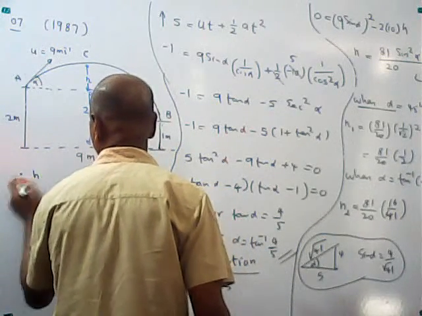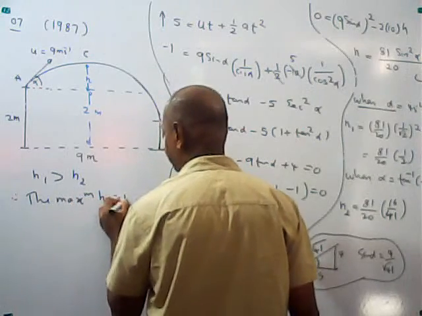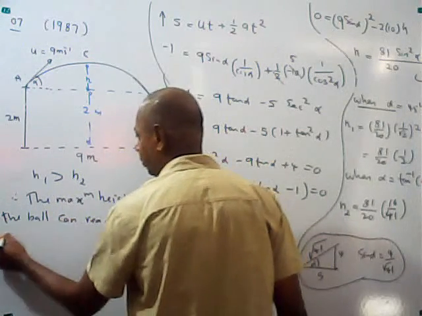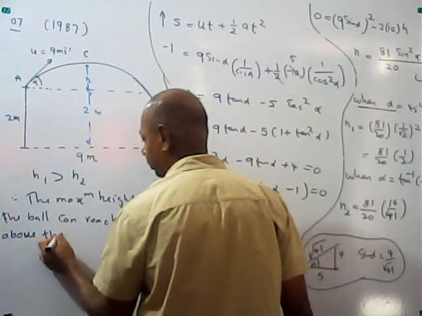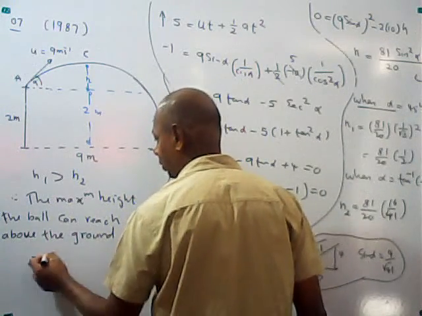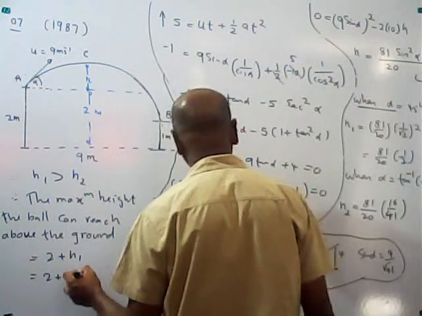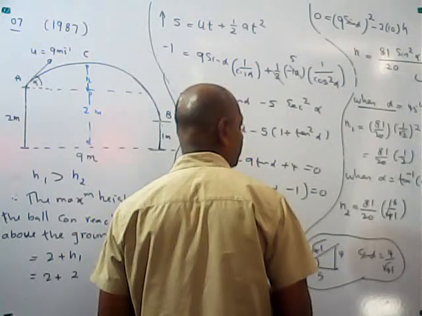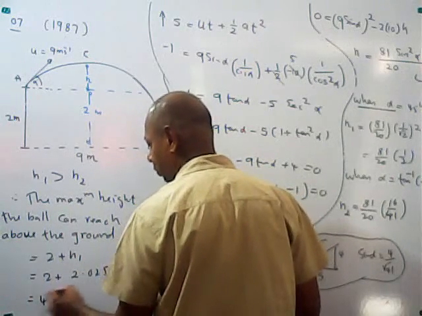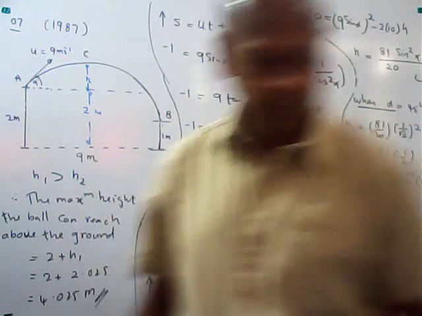Therefore, we'll just write h1 is greater than h2. Therefore, the maximum height the ball can reach above the ground is 2 plus h1. 2 plus h1 is 2 plus 81 over 40. That's 2 point, 81 over 40 means 2 and 1 over 40, which is 0.025. So 2.025 altogether, and 4.025 meters. That's the maximum height that the particle can gain above the ground.